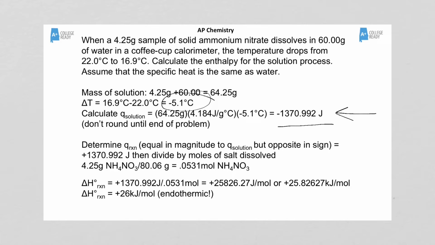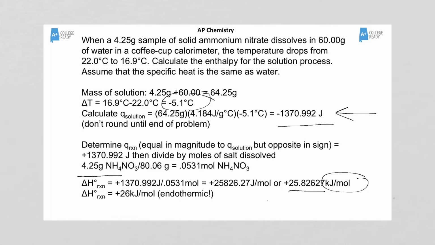We're going to divide. We've got to change joules to kilojoules, and we've got to divide by the moles of the salt dissolved. So here is the mass of the salt divided by its molar mass. Here are our moles. So notice I still have my joules. I'm dividing by moles. That gives me joules per mole, but again, we remembered we needed kilojoules per mole, so I have this very unrounded number.